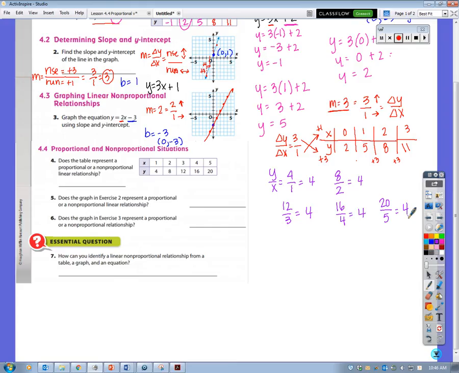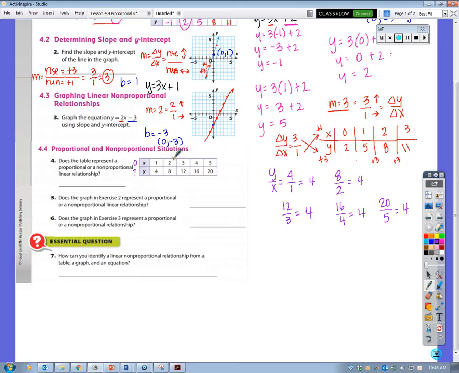Okay, so we have a constant of proportionality, a constant rate of change of 4, or 4 over 1. So that would be our slope. And then we're going to see if we cross at the origin. So we need to see what the value is when x is 0, what is the value of y. So we can use this to work backwards.